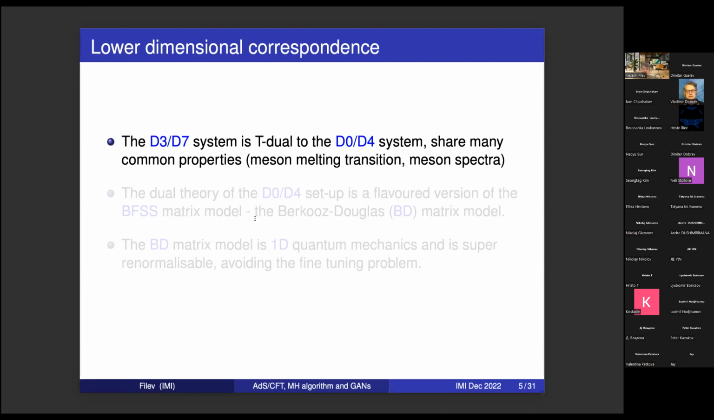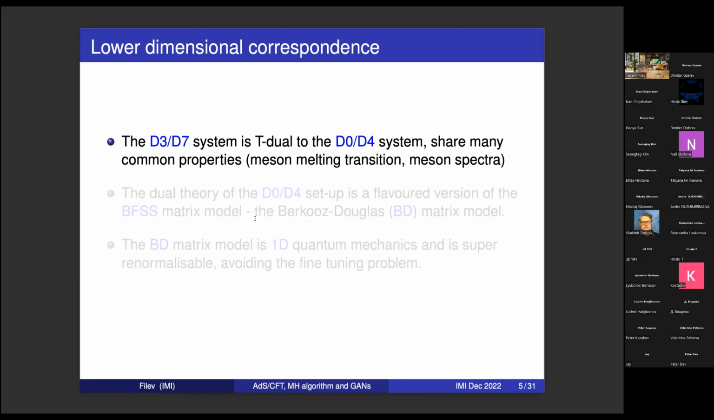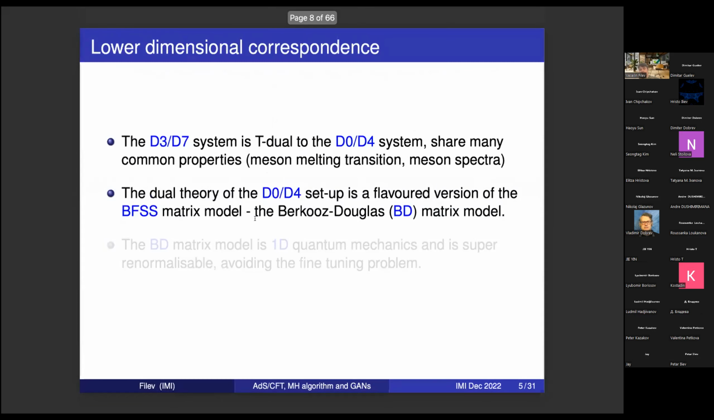Lowering the dimension, you look at the T-dual to the D3-D7 system. There is a so-called notion of T-duality in string theory. So this is like a lower-dimensional analog: your 1+3-dimensional field theory now becomes one-dimensional quantum mechanics, and the analog of the flavor D7 branes are now flavor D4 branes. This model, by the way, was proposed by Berkooz and Douglas as a generalization of the BFSS matrix model.